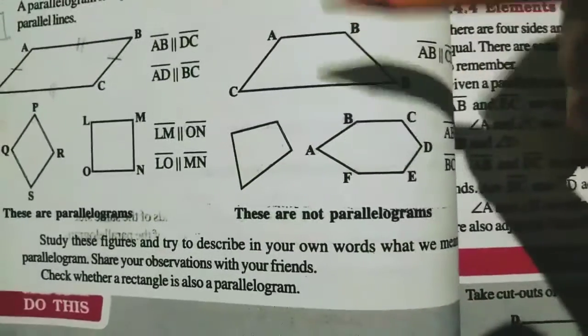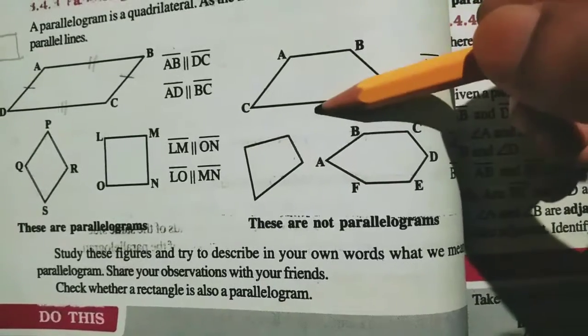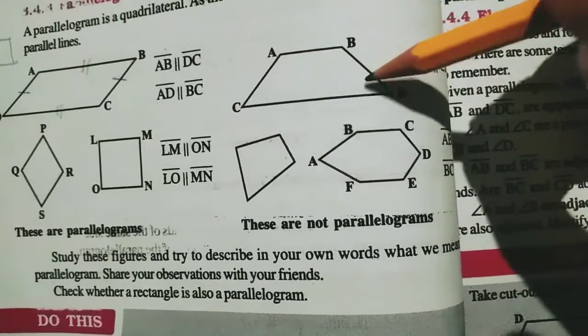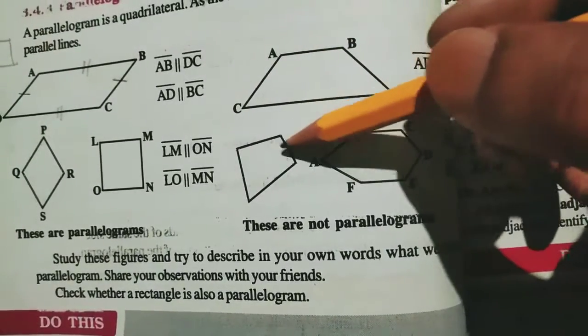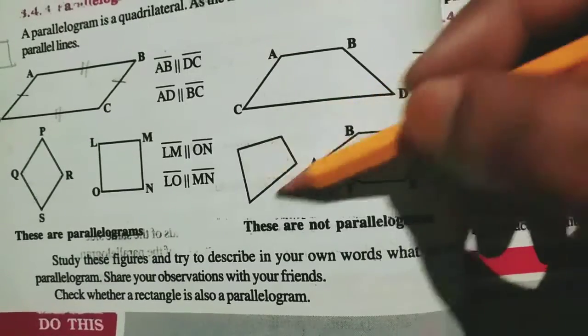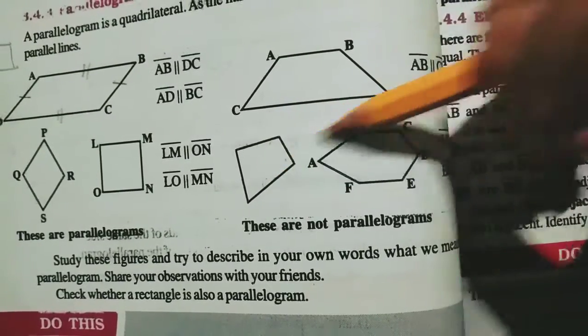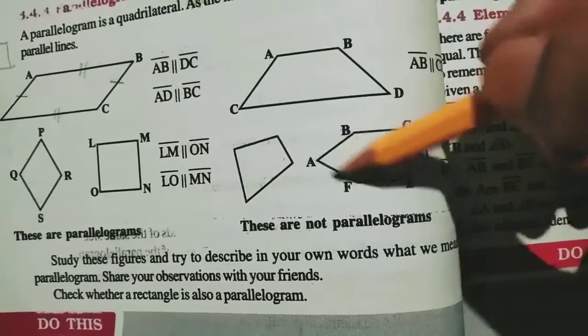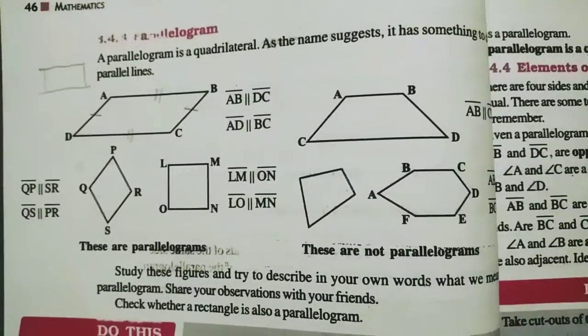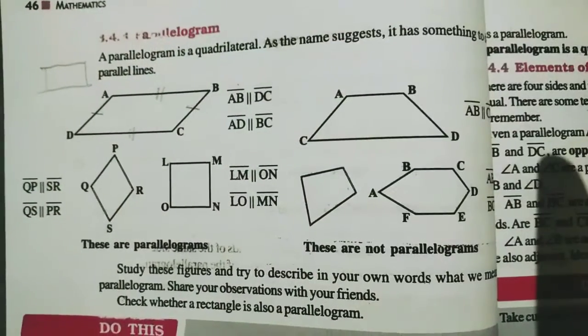Here you can see they are not parallelograms, because these two sides are parallel to each other, but these two sides are not parallel to each other. Here you can see not any sides are parallel to each other. Here two sides are parallel, but the other sides are not parallel, so these are not parallelograms. So this is the identification of a parallelogram.